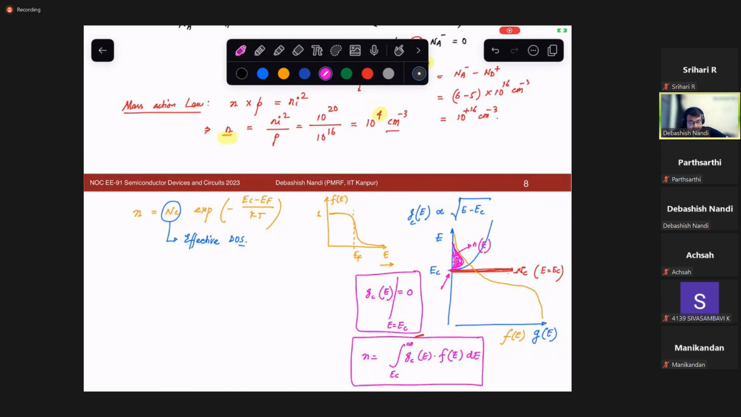Then you integrate it, and the area under this violet curve will give you the concentration. This integration is nothing but that area only. So you see that the majority of the electron concentration is lying at the conduction band edge. That's why, for our mathematical convention, we assume that all the electrons lie at the conduction band edge only, though we know that exactly at the conduction band edge there cannot be an electron, because there is no density of state.